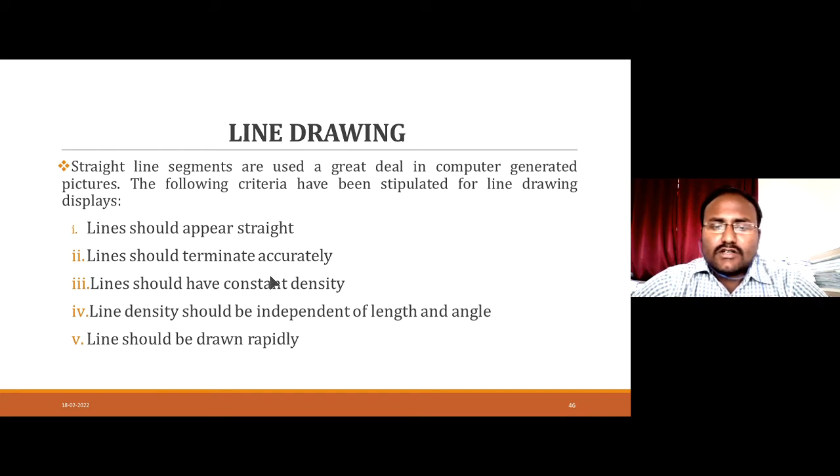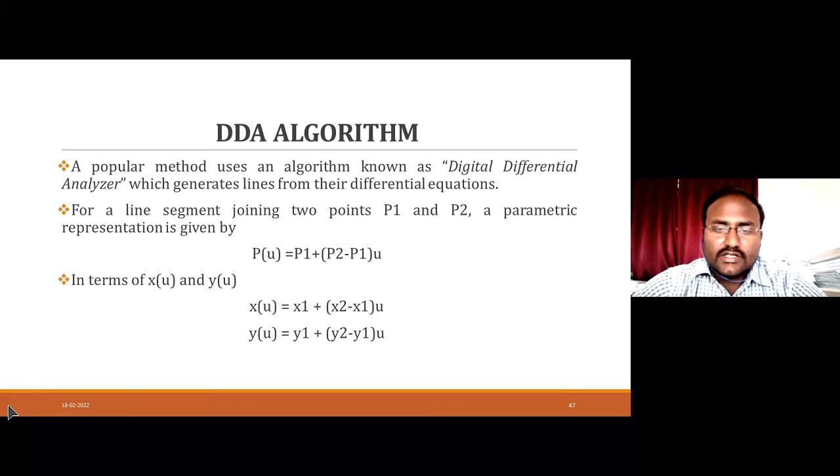What kind of lines we are using does not matter, but the line should be accurate and straight. It has constant density. The line should have independent length and angle, and it should be drawn in a rapid manner. That is the main thing you have to focus on. In line drawing we also follow the DDA algorithm, the digital differential analyzer, which we call DDA.